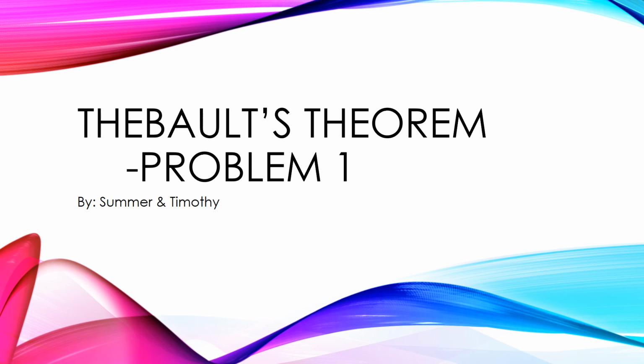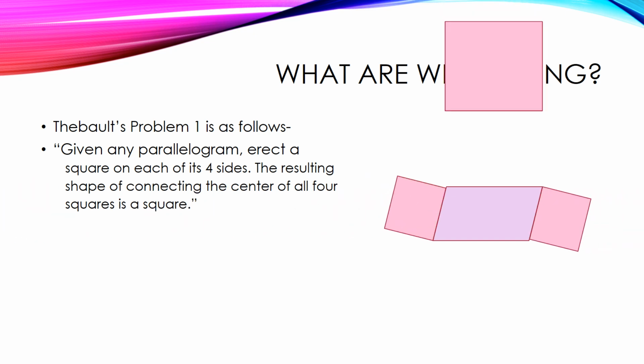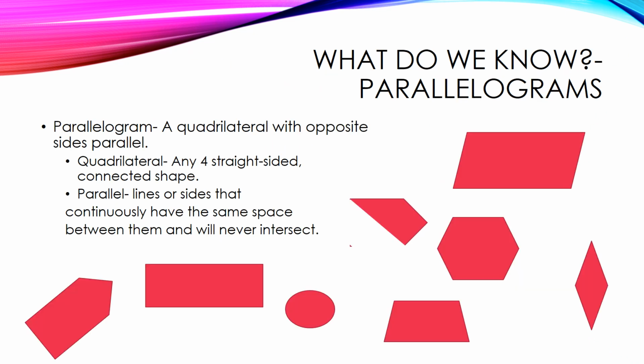And we're going to be going over Thebault's theorem problem number 1. So today we're going over the problem which says, given any parallelogram, erect a square on each of its 4 sides. The resulting shape of connecting the centers of all 4 squares is a square. So we start off with a parallelogram, and then we have 4 squares on each side of it, and draw its centers, and then connect them to form a shape, which we are going to prove later is a square.